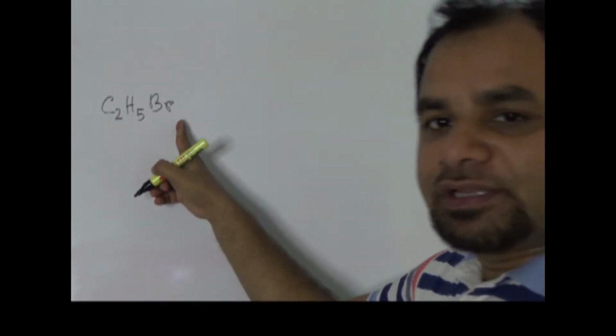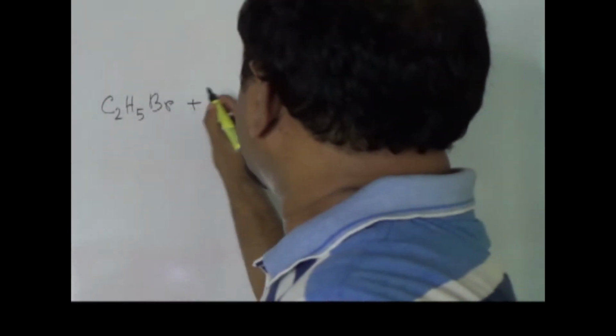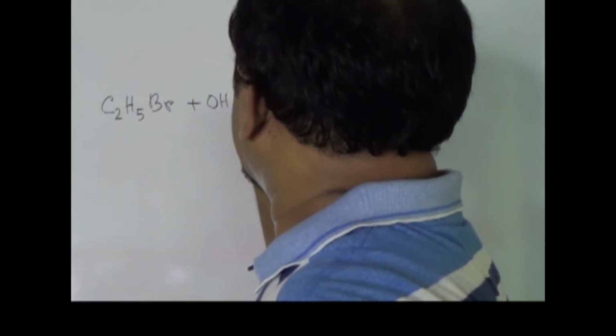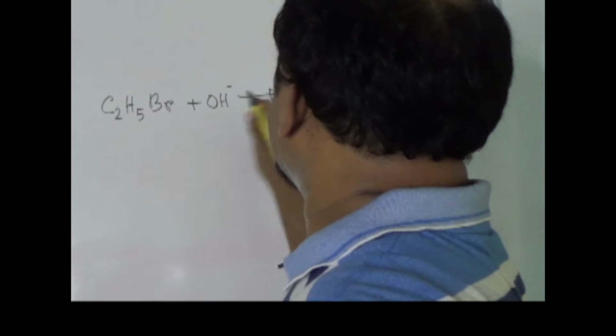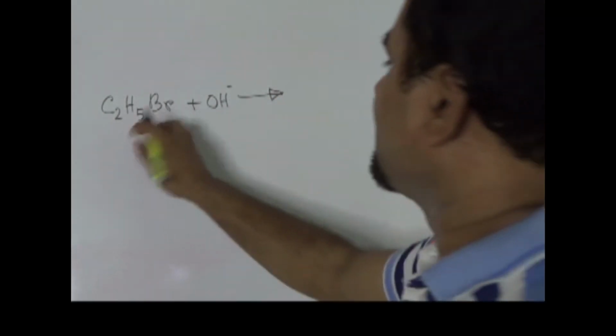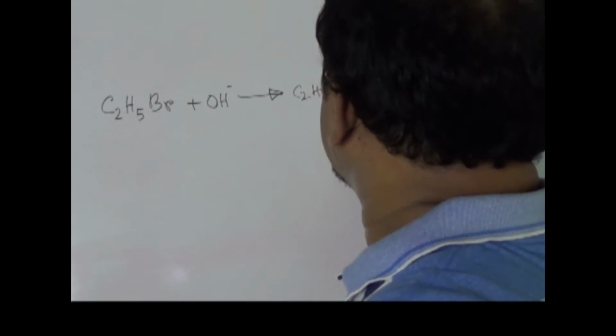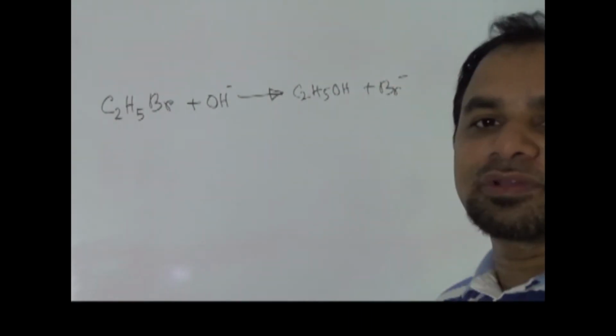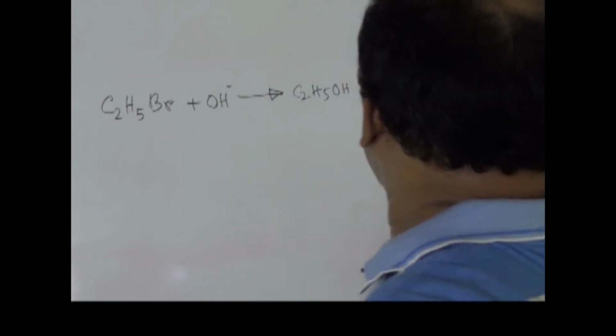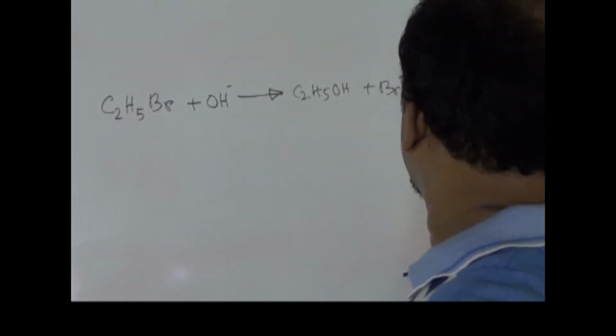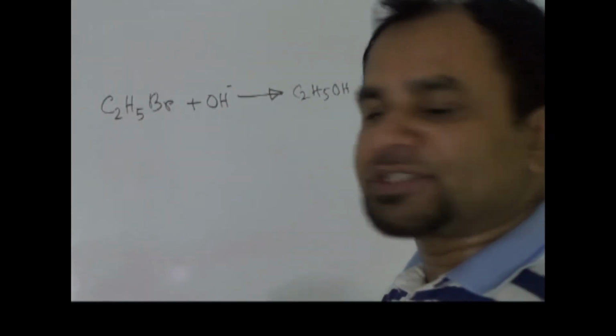This is a halogenoalkane. The Br can be replaced by OH present in water. OH is coming from water, so here the products are OH compound and Br minus. This is a nucleophilic reaction. This reaction is a very slow reaction. No more addition is needed.